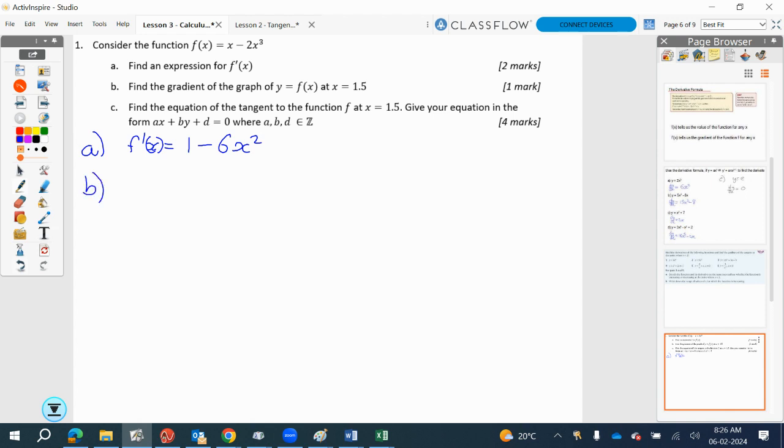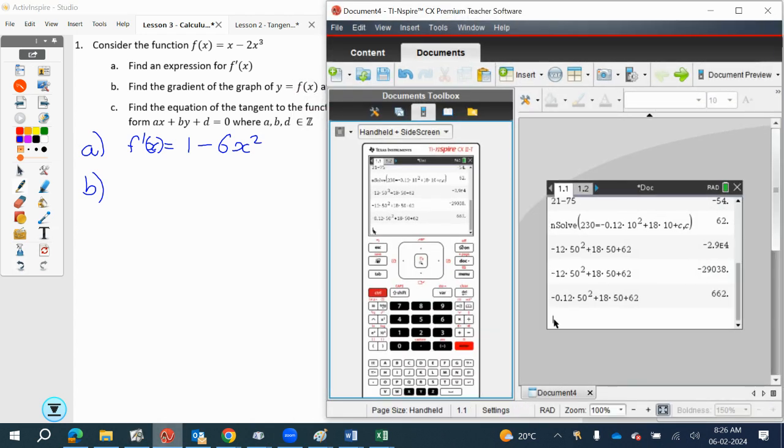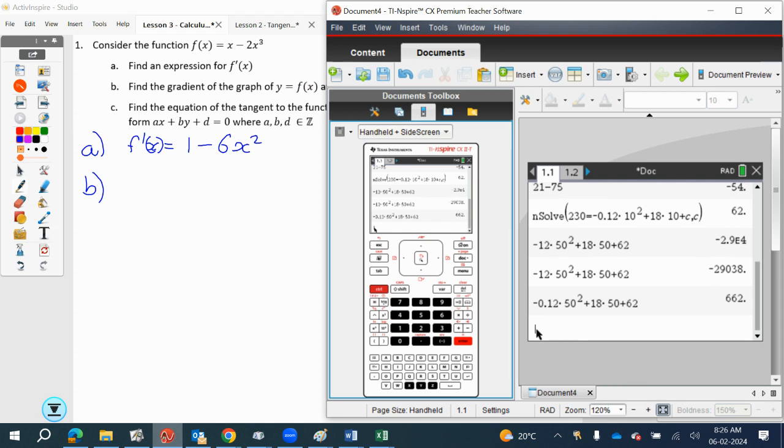Find the gradient of the graph y equals f of x at this point. After you've failed the final answers, if you're a student that gets this wrong, you will get follow-through marks, but it can get a bit sticky. Check your answers if you want using the graphing calculator.